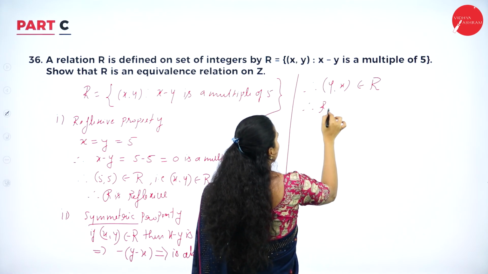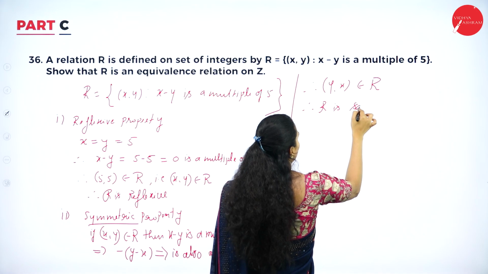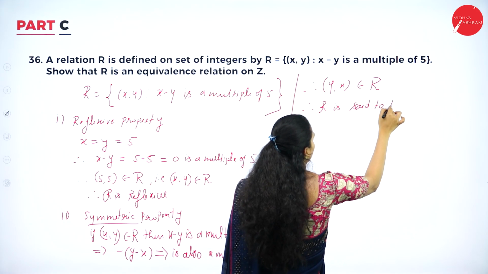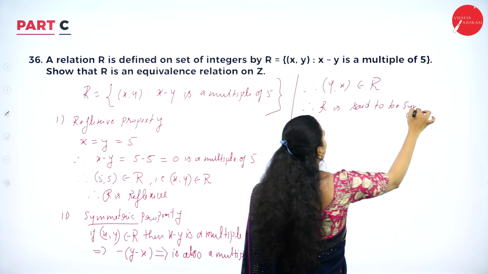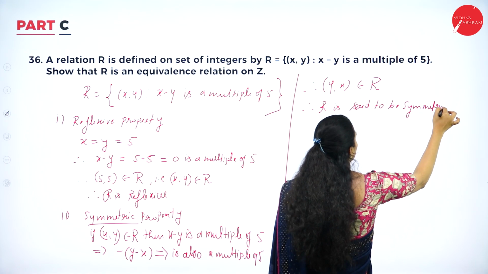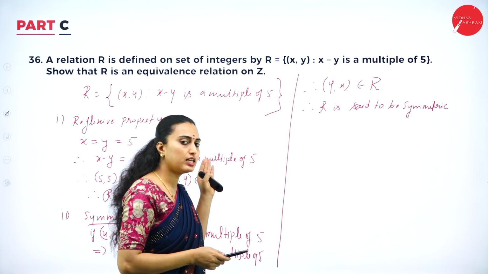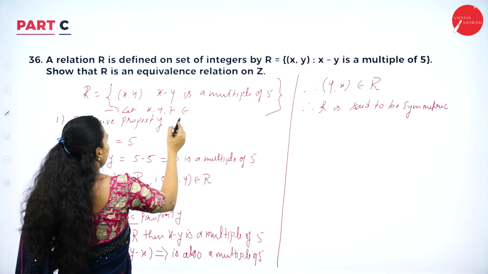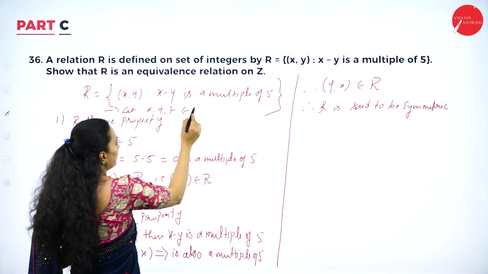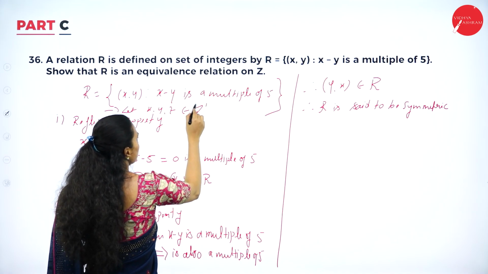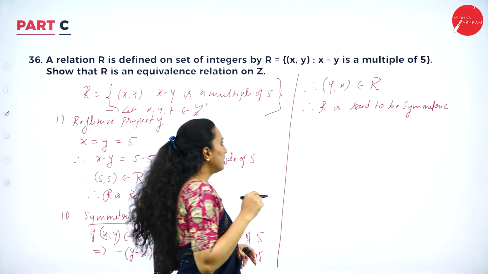So, R is said to be symmetric. Mirror image, that's it. Symmetric. Got? Like it is twins, isn't it? Now I am taking let x, y, z belong to Z. Z means what? It is integers.